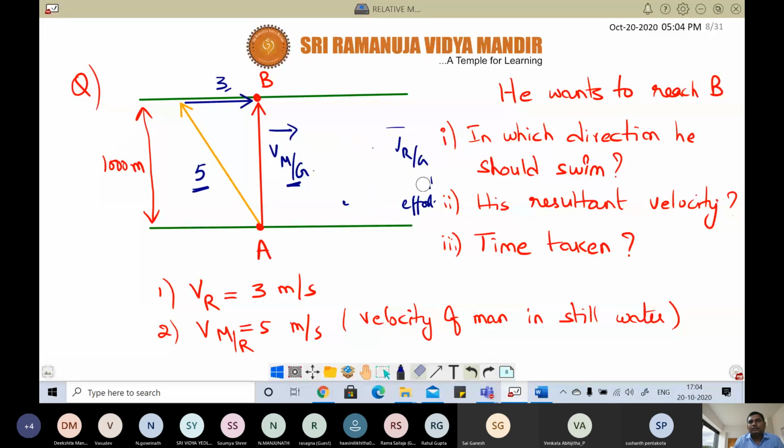Now once you draw this triangle, everything is in the triangle. So drawing the triangle is very important. Nothing else is there. They give the values also. Now they're asking the first part: in which direction he should swim. So in this triangle, two sides we know, 3 and 5. This is a right angle triangle only, so obviously this is a triplet.